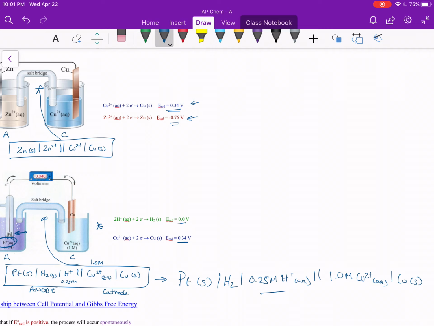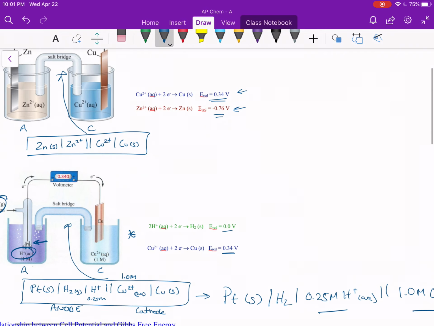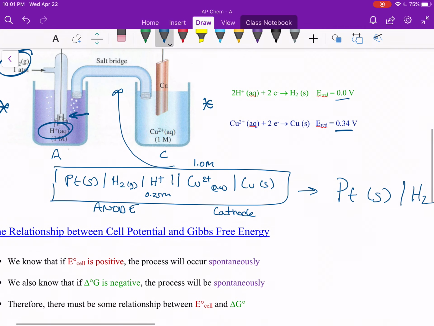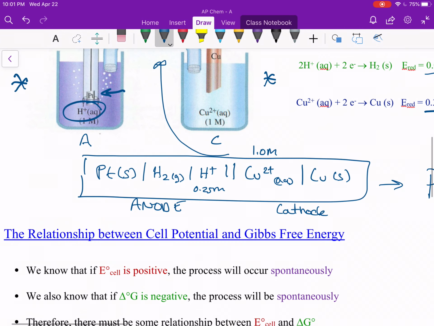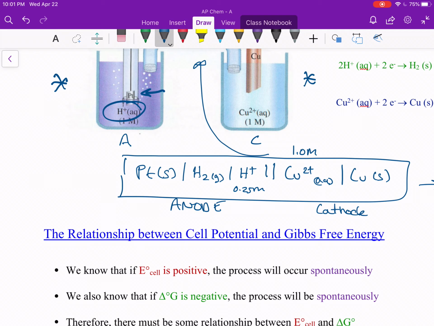this will become important to us here on Monday when we start talking about cells that are in the non-standard state. All right, but before we get there, let's talk about the relationship between cell potentials and Gibbs free energy, okay? And a couple things that we already know when we look at this.